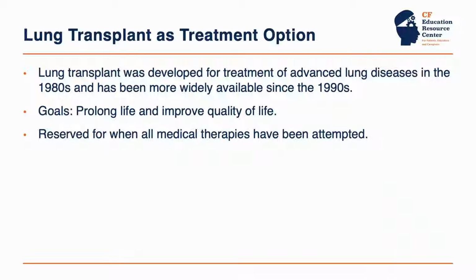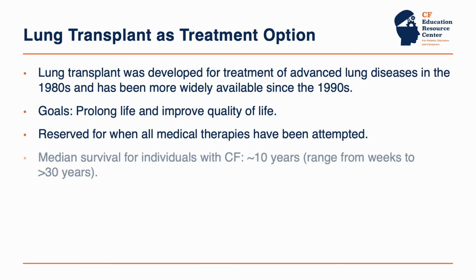Having said that, we reserve transplant for individuals who have received maximal medical therapy and their disease has progressed to a severe state despite the maximal medical therapies. And the reason we do that is transplant is not a perfect solution. It has its own set of complications and problems. Consistent with that, we know that the median survival for individuals with CF who get a lung transplant in the current era is about 10 years. So clearly this is not a perfect solution.